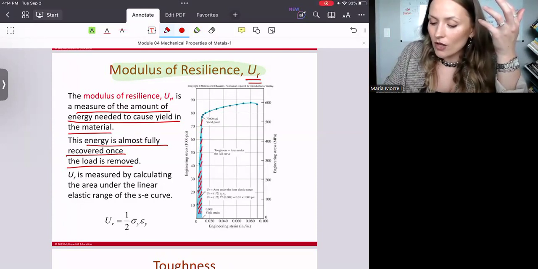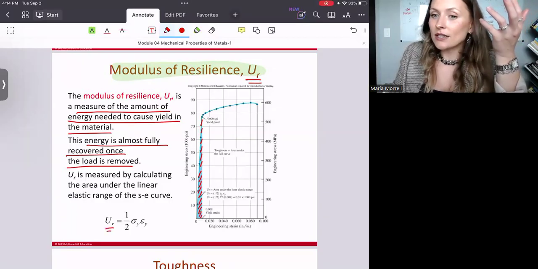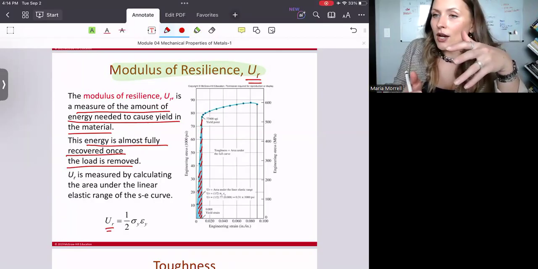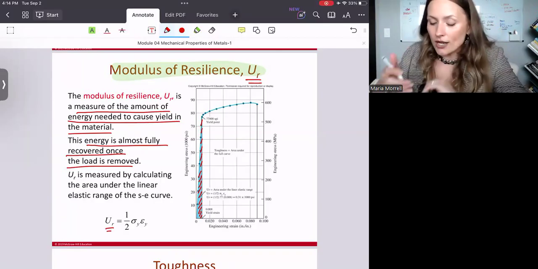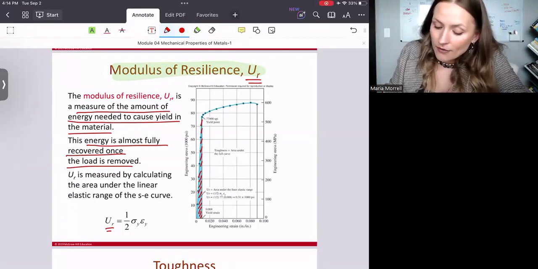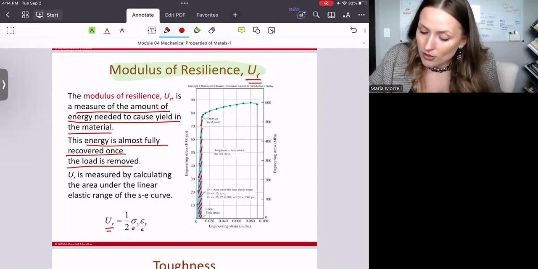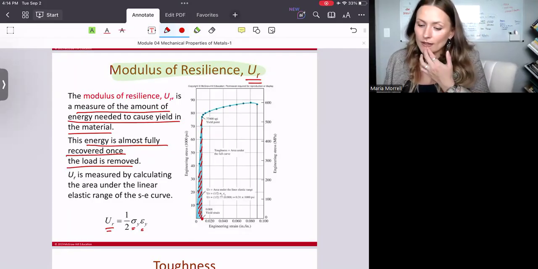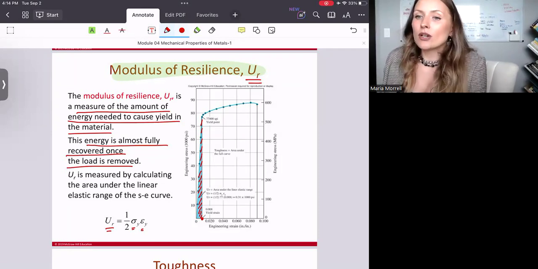And it makes sense that since we're talking about the energy, it's going to be the area under the curve, which is literally a triangle, right? And this is why the modulus of resilience is just the area of the triangle, right? So it's going to be 1/2 yield point times the strain that corresponds to the yield point, right? So that should be relatively straightforward.